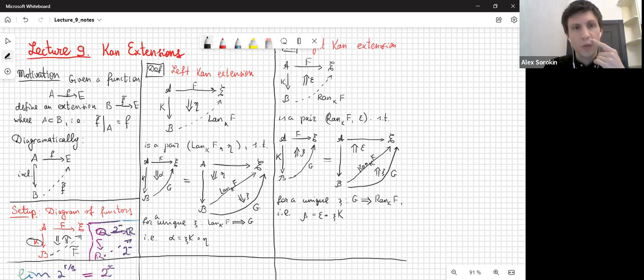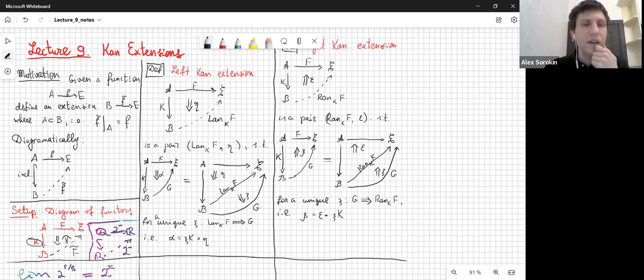So definition number one, a left Kan extension. Given a diagram of two functors F and K, we define a Kan extension as a pair. The first component of this pair is a functor from B to E, which is called Lan, for left Kan. So left Kan is Lan from B to E, and the natural transformation from F, which is called eta, from F to the composition of Lan, the left Kan extension, with the functor K.